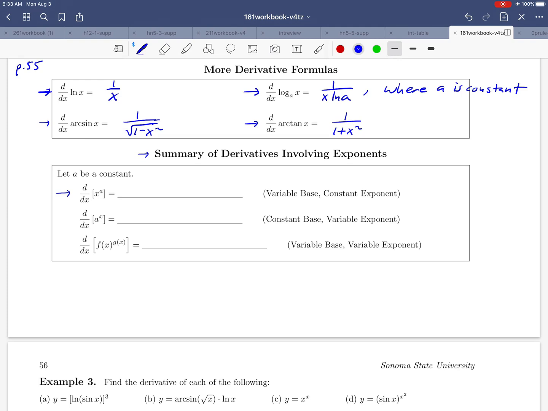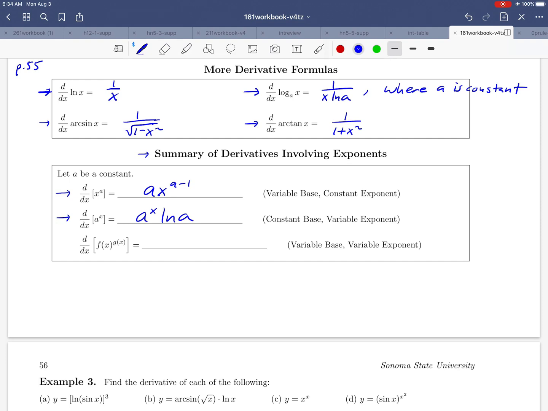Well, you might recognize that as just being the power rule, a x to the a minus 1. If you've got x raised to a constant power, you just bring the power down, subtract 1 from the power. That was one of the first derivative formulas that we talked about this semester. What if it's the other way around? If you take the derivative of a raised to the x, where the base is constant and the exponent is variable, well, that one was our formula for the derivative of an exponential function that looked like a to the x ln of a.